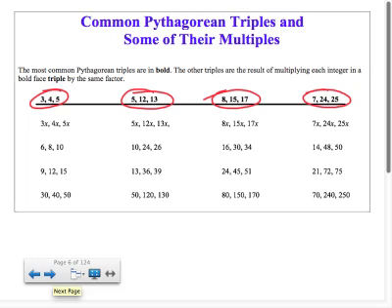Now, since we have all of those, any multiple of those also works. In other words, multiply all of these by 2. If you multiply these by 2, where do you go? 6, 8, and 10. Multiply them by 3, you get 9, 12, and 15. And it works for all of them.